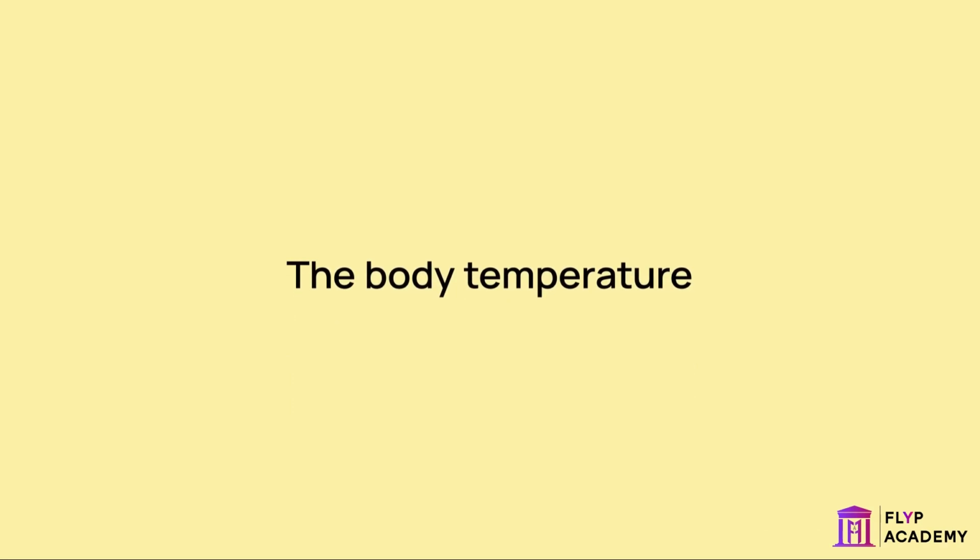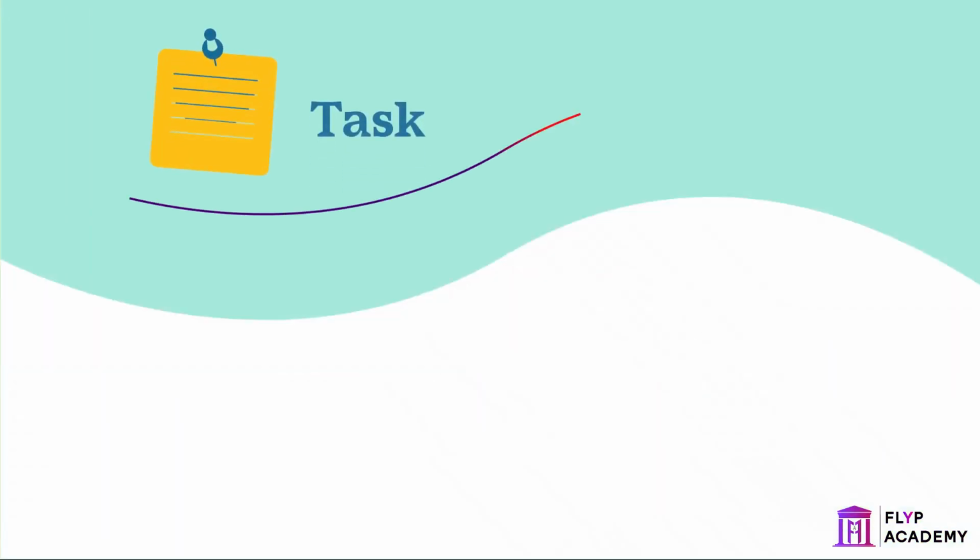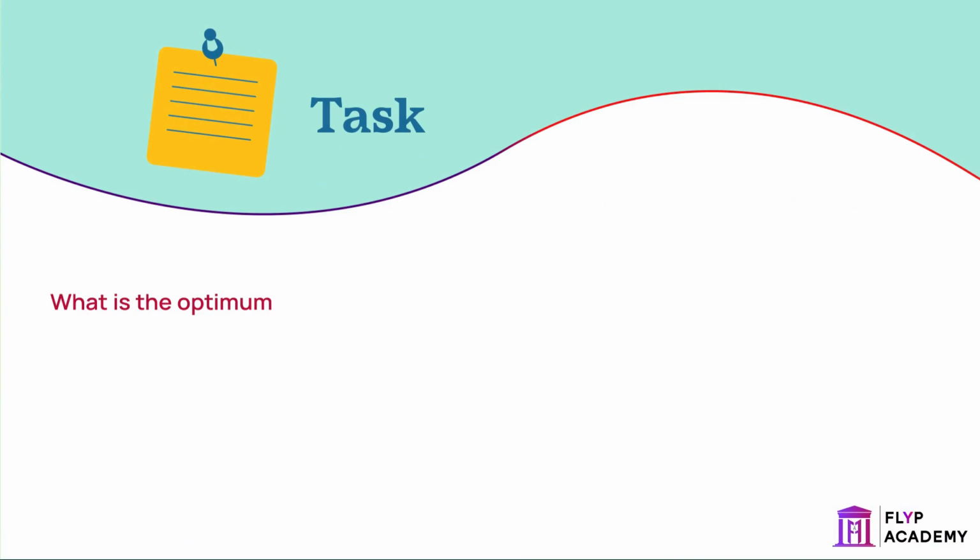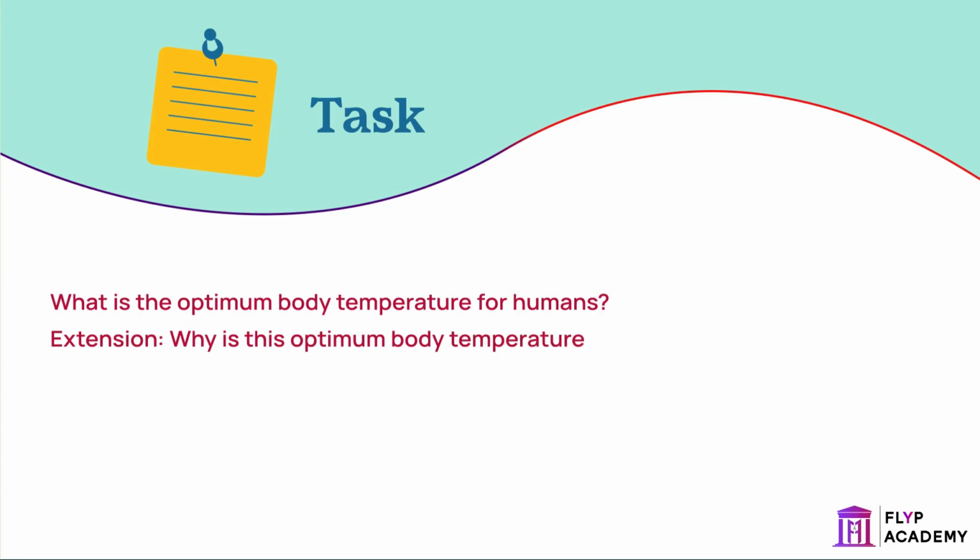The body temperature is controlled by homeostasis. It is monitored and kept within optimal range by mechanisms that help to increase and decrease the body temperature. Task: what is the optimum body temperature for humans? Extension: why is this optimum body temperature important?